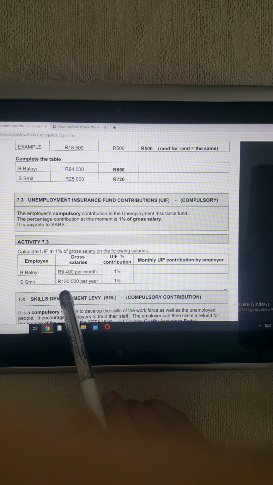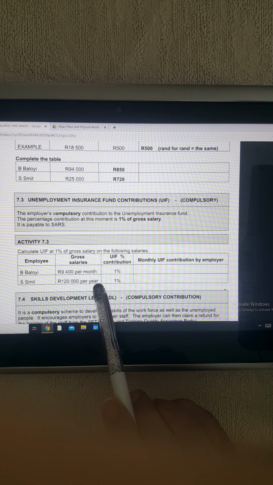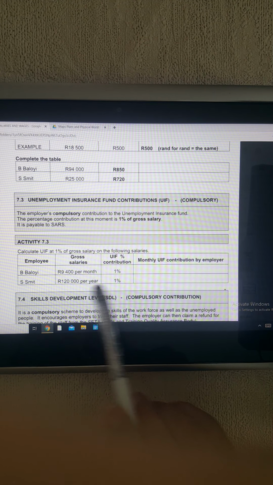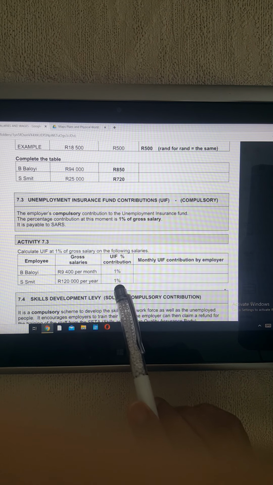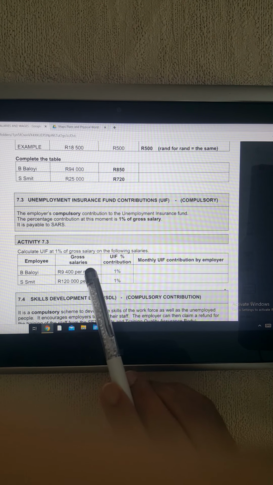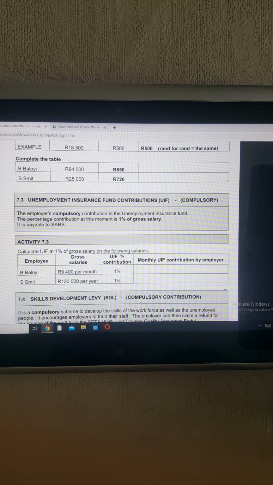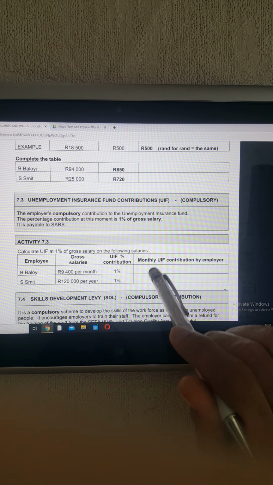Now look at this estimate. Remember we did it before. It's 120,000 rand per year, so you're going to divide it by 12. So it will be 10,000 rand for the month, times 1% will be your UIF contribution he has to pay, and they have to pay 1% contribution, right? So it's the same thing.